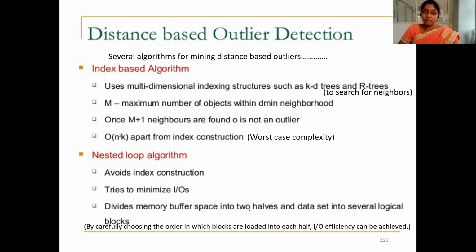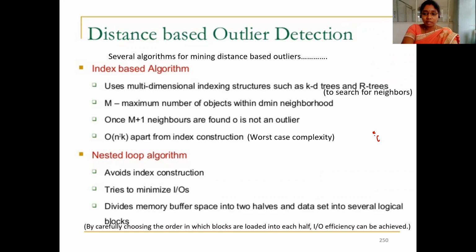So here several algorithms are there for mining distance based outliers. Let us consider the first one, index based algorithm. As the name itself indicates, it uses multidimensional indexing structures like KD trees, R trees to search for neighbors. So here the maximum number of objects within the D min neighborhood needs to be observed.